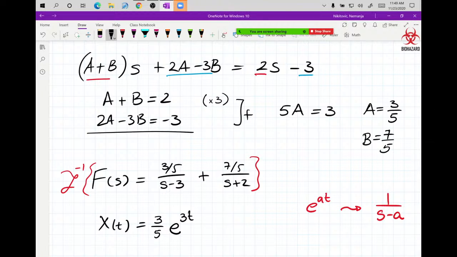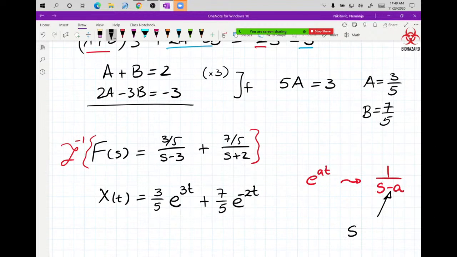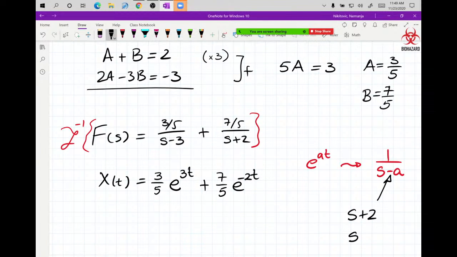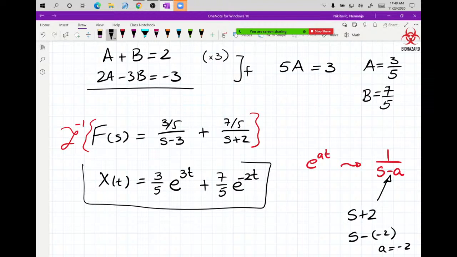Now, the second one is a little bit trickier because it's negative 2t. You see, your formula has a minus. So if you have s plus 2, I can't believe I'm talking about this, s minus minus 2, which means that a is negative 2. Here's your solution. You move along with your life.